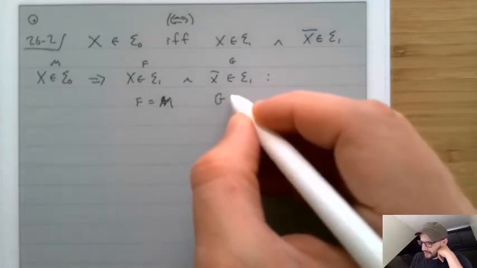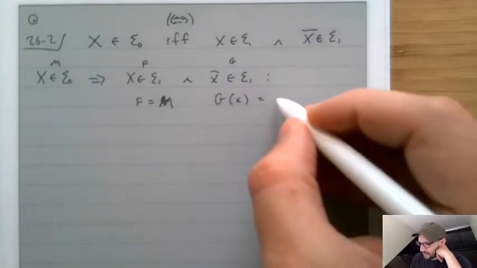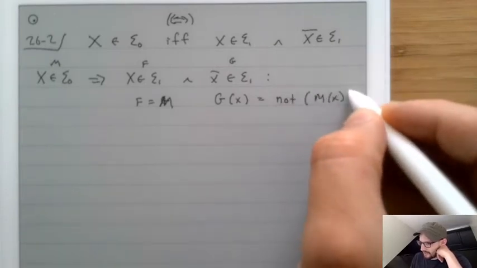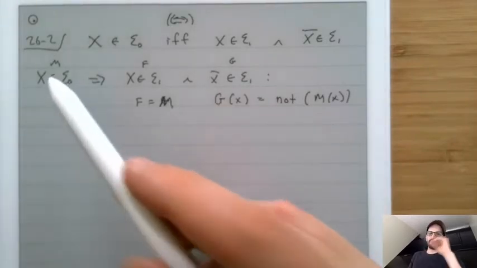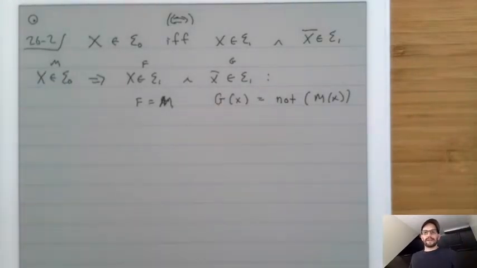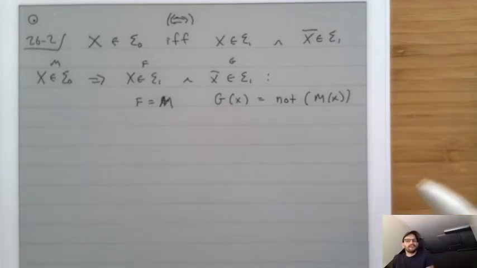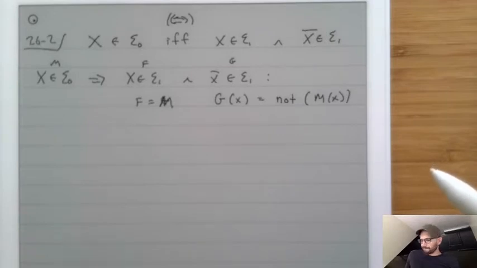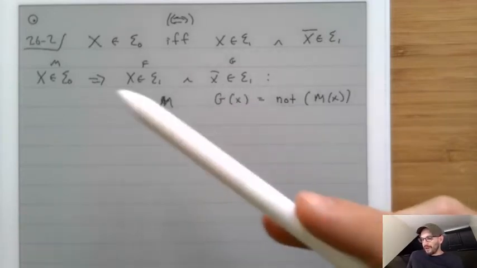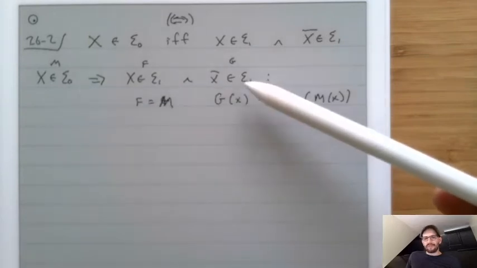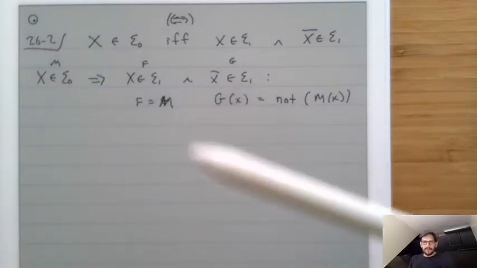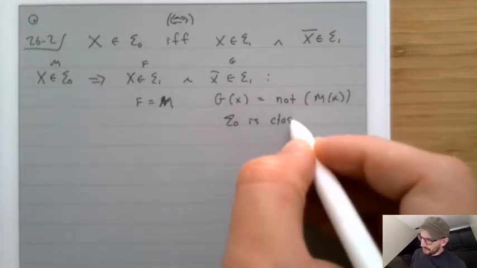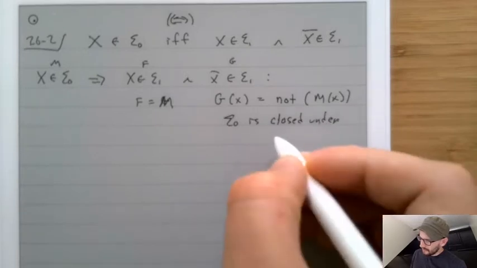And G of course, if we run G of X, then we just return the negation of calling M on X. So we just run this machine, it returns yes or no, and we just return the opposite. And then that is definitely inside of sigma 1. Also, it's kind of obvious, because we know that this machine won't loop, so this also doesn't loop. So this, by the way, kind of shows that sigma 0 is closed under complement.